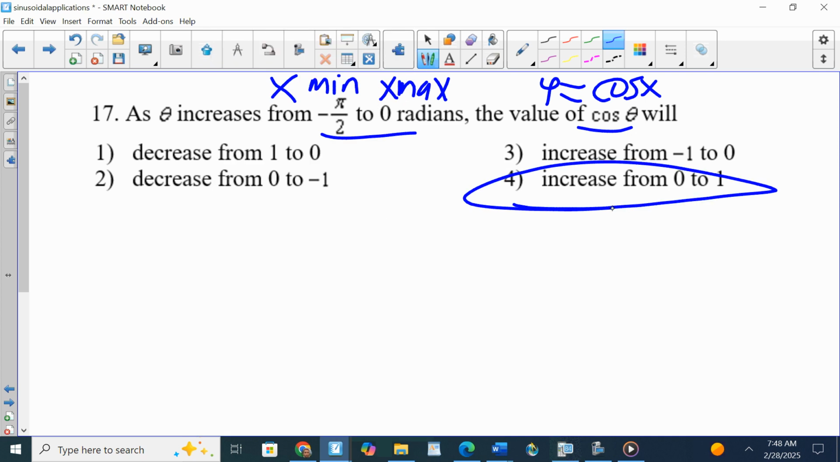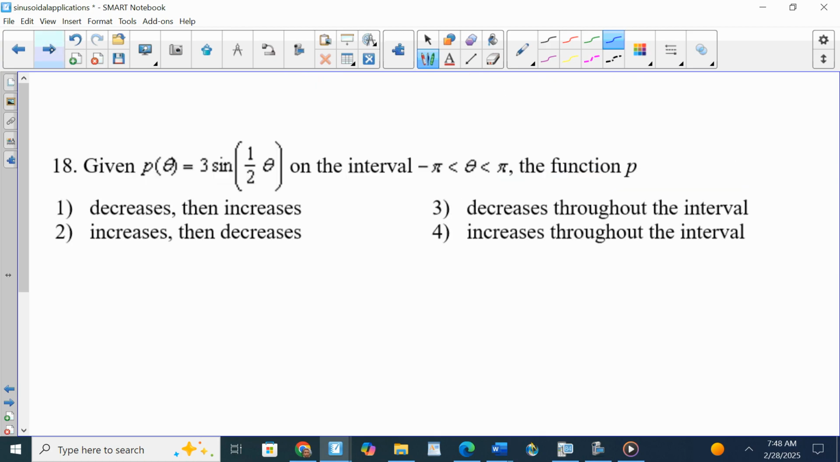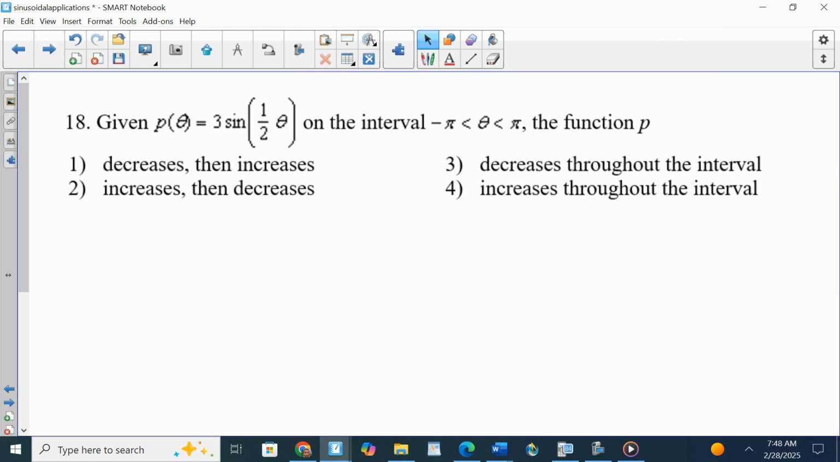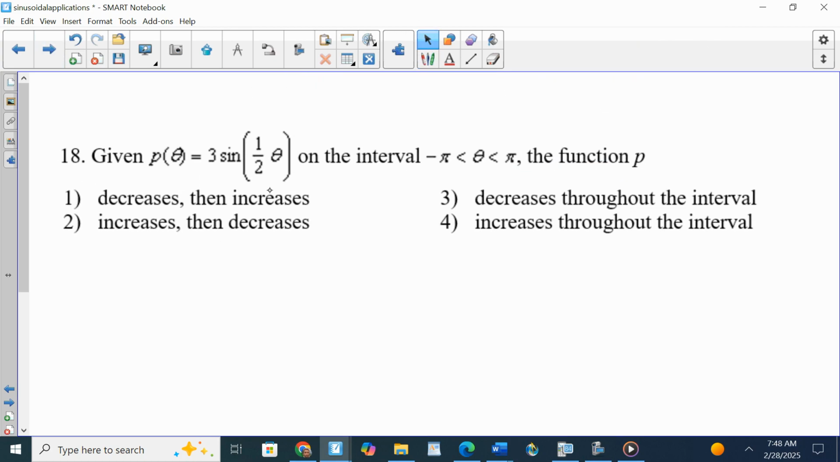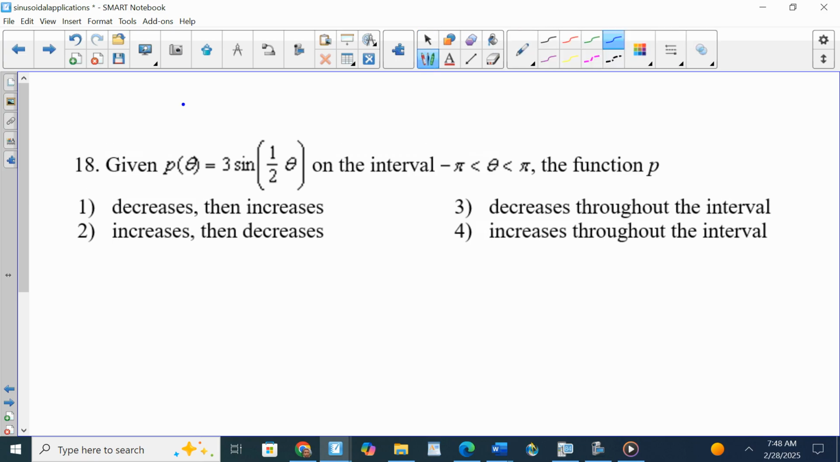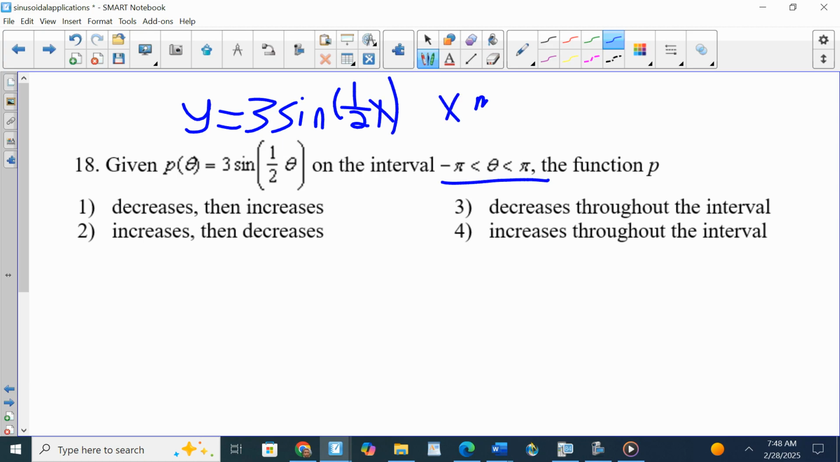They want to know what's happening to a trig graph from 2 values. Input those values into your window. Type it into y equals. Look at it. Let's take a look at one more. Y equals 3 sine 1/2 theta. So I'm going to go to y equals. I'm going to type in 3 sine 1/2 x. My x min is going to be negative pi, and my x max is going to be pi.